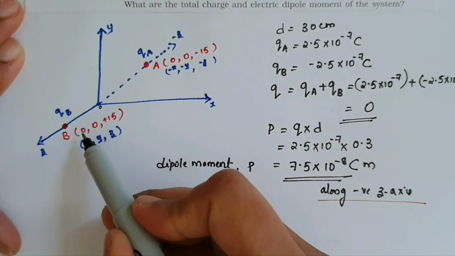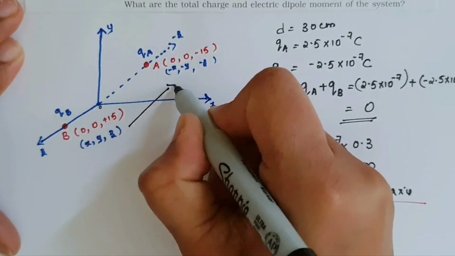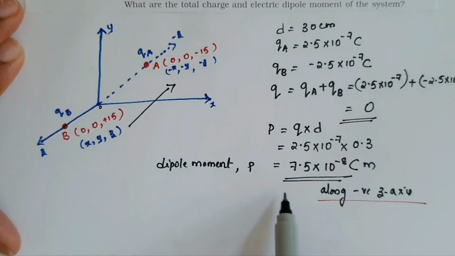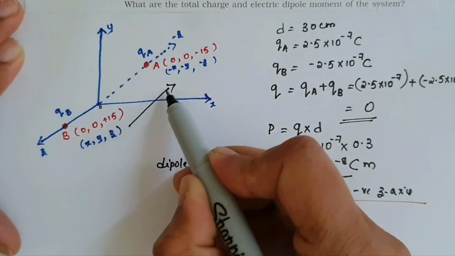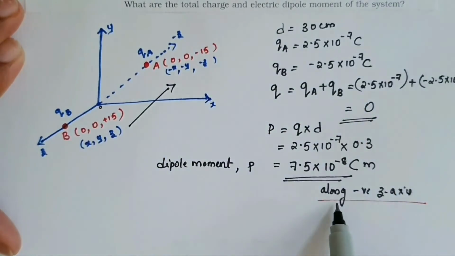We know that the direction of dipole moment is always from negative charge to positive charge. So here the direction is along negative z axis. This is the direction, that is along negative z axis.